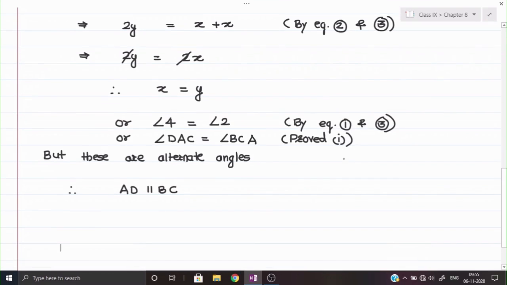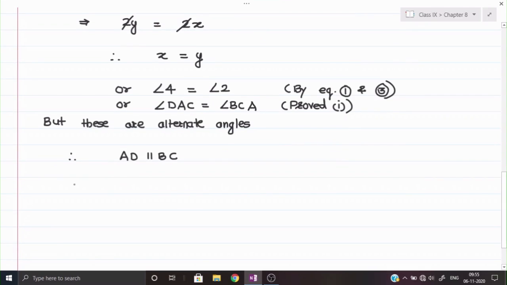So see, we have proved up till now AD is parallel to BC, and also what we have given here, we have CD is parallel to AB. CD and AB are parallel. So we can say that both the pair of opposite sides are parallel. Therefore, it is a parallelogram. So we can say ABCD is a parallelogram. So this will be completing the proof of the question. So here we can say that proved second part.